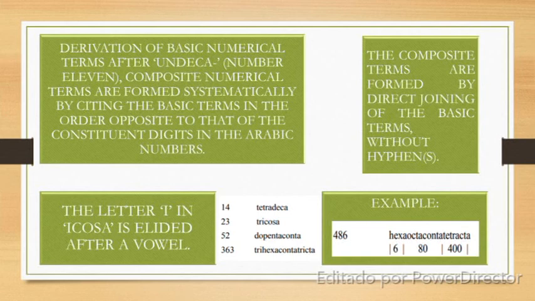Example: 486 forms hexaoctacontatetracta, 6 hexa, 80 octaconta, and 400 tetracta. 14 tetradeca, 23 tricosa, 52 dopentaconta, 363 trihexacontatricta.